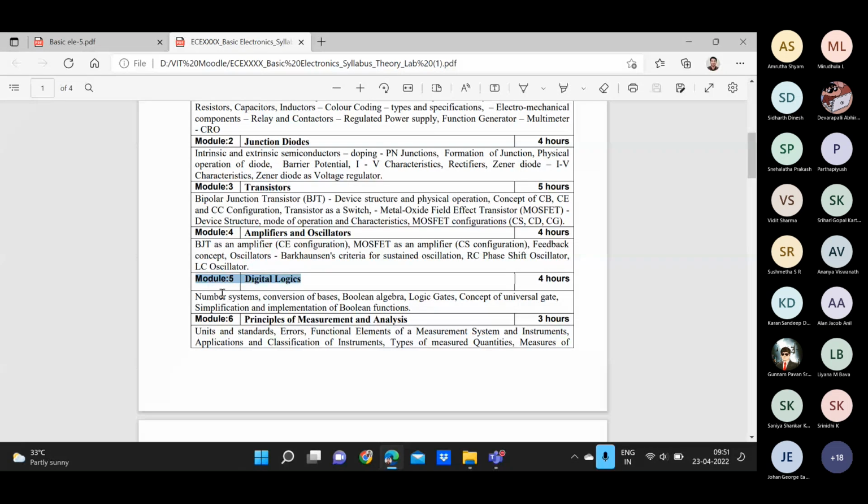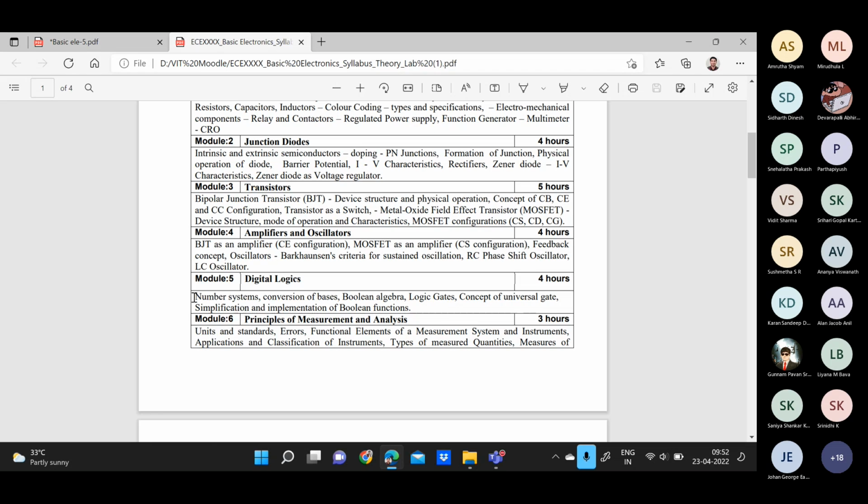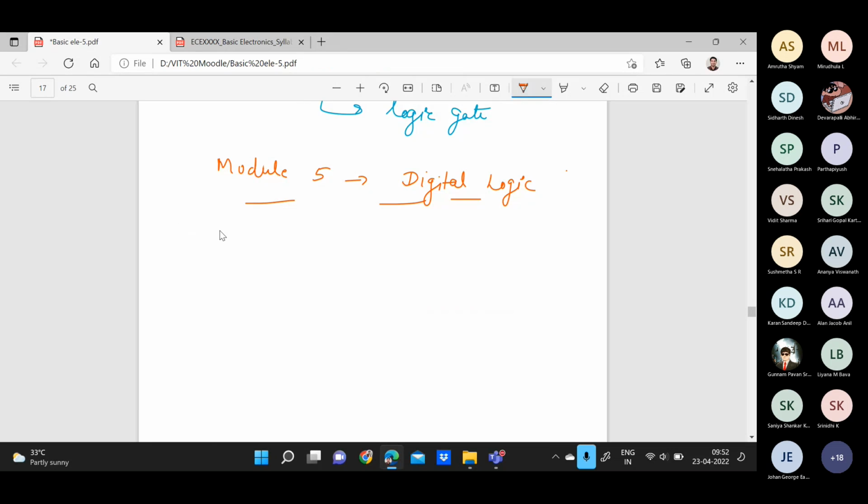Okay, so today we will start module 5, which is based on digital logic. So let's start our new module, module 5, that is digital logic. The first topic covers the number system. As you all know about the decimal number system, I'm starting with the number system.